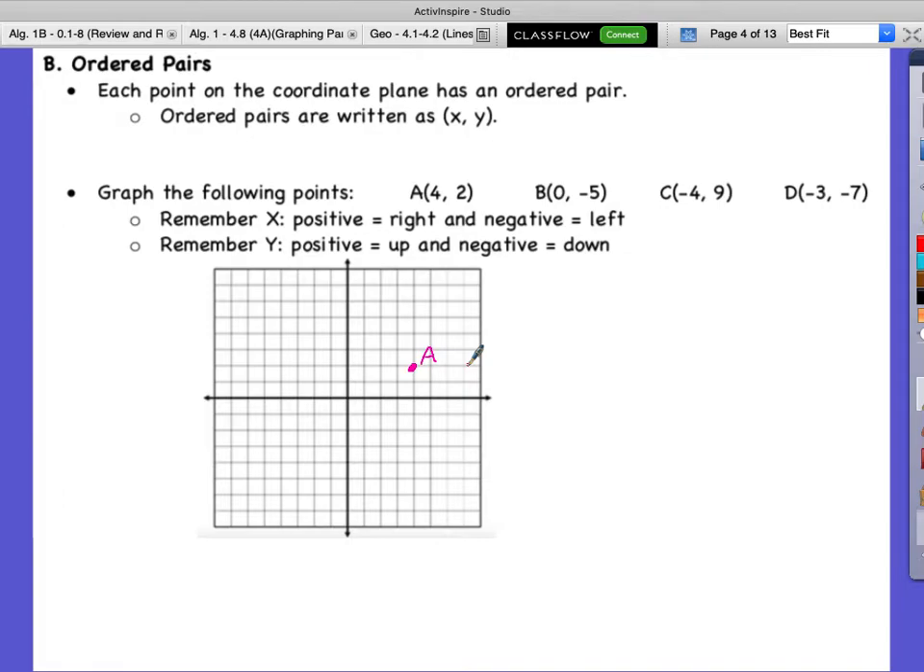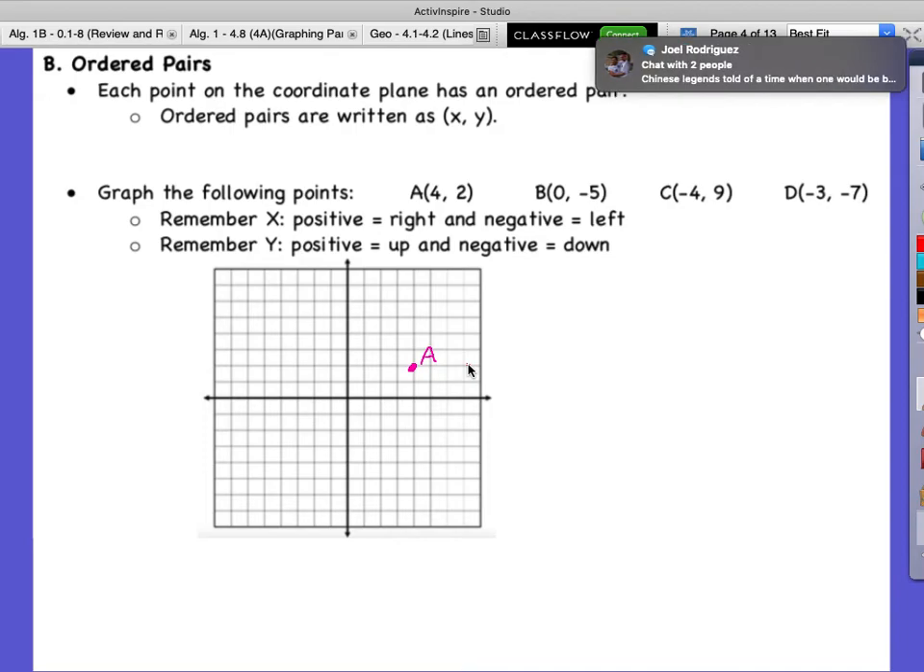I'd love for you guys to go ahead and label B, C, D. There are only 8 plot points.